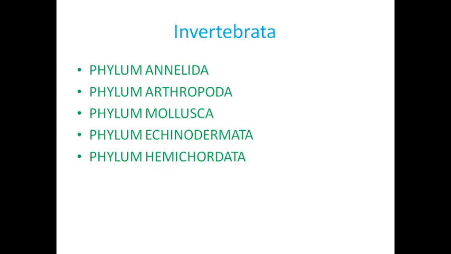Good morning, children. Today we are discussing the remaining phyla that occur in the invertebrata. In invertebrata, "remaining" means up to phylum Echinodermata only. The Hemichordata have the features of both chordata and invertebrata. Having both features, it is called hemichordata. The phyla are Annelida, Arthropoda, Mollusca, and Echinodermata.